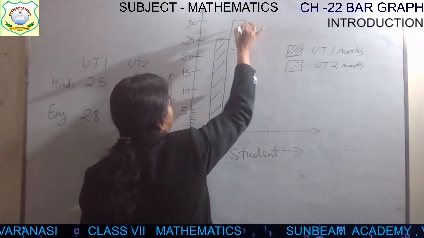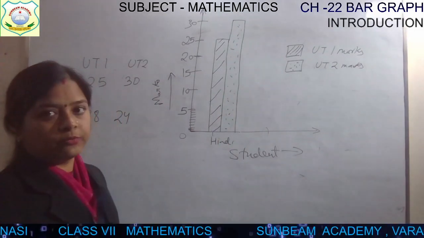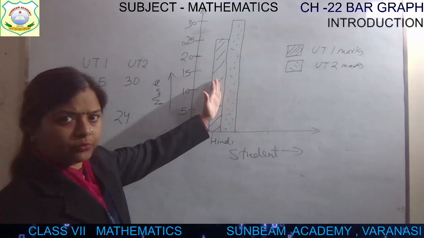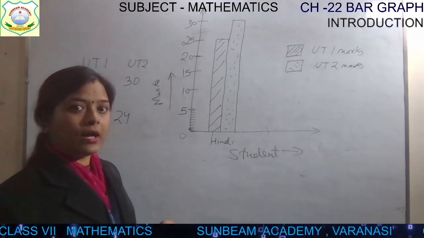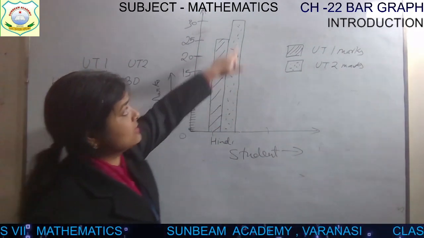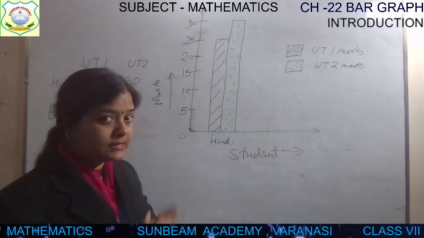This will be dot dot dot. In this way you will plot it. So Hindi you have compared. Okay, my marks in UT1 was this in Hindi, and in UT2 this was this. So I have increased. While looking on the graph itself, you will see that this bar is more, na? So it means in UT2 your marks have increased. Let's see for English.